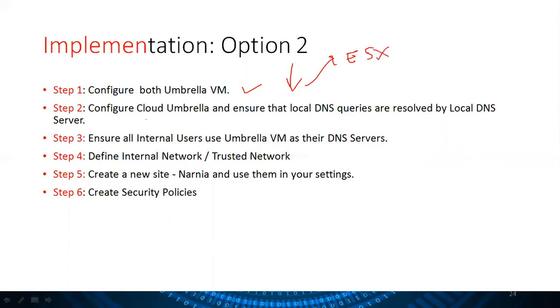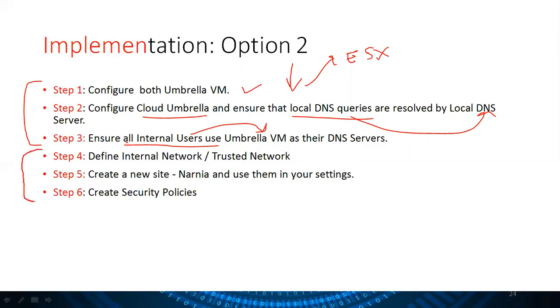And finally, we have to configure our Umbrella server to instruct our VM servers to only forward the internet queries and let the local DNS queries be resolved by the local DNS server, and ensure that all internal users use Umbrella VM as the DNS server. Let's look into the first 3 steps first. And once we are clear with the first three steps, then we will look into the remaining steps 4, 5, and 6.